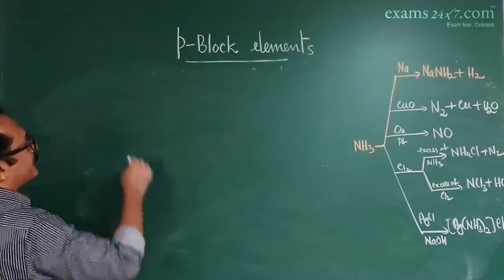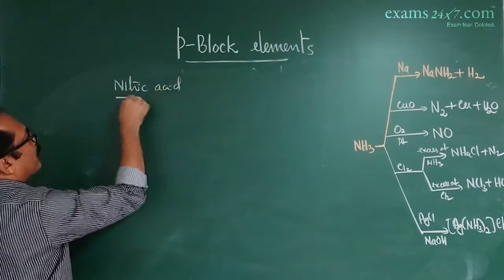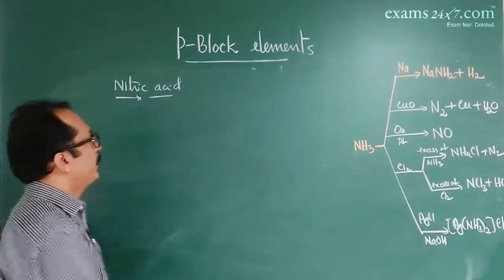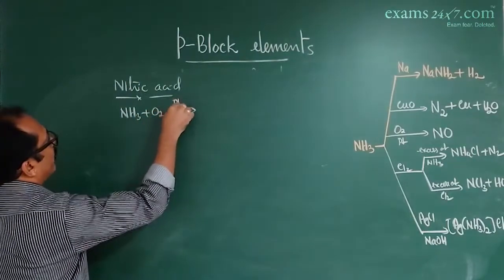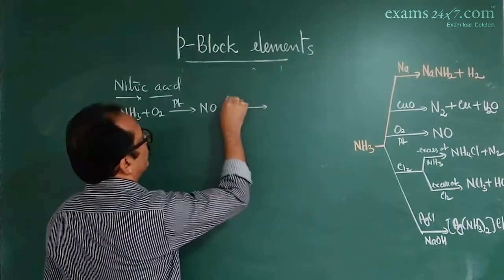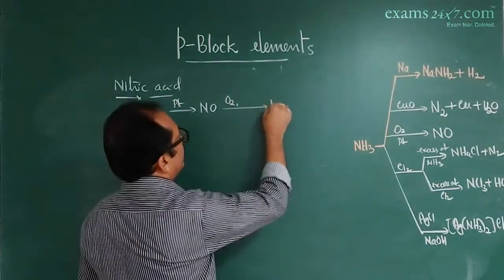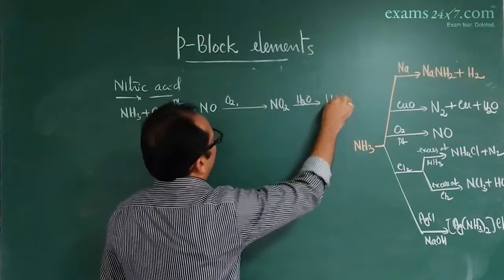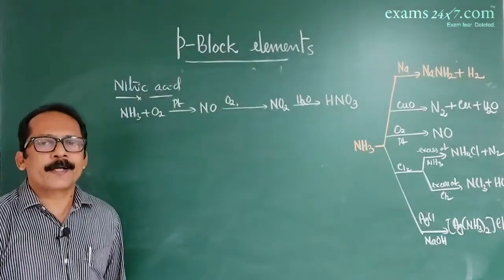Next, about nitric acid. About the manufacture of nitric acid by Ostwald's process using ammonia. When ammonia is subjected to oxidation in presence of platinum, that gives nitric oxide. Then nitric oxide is subjected to oxidation in presence of catalyst, that gives NO2, nitrogen dioxide. Nitrogen dioxide is treated with water, that gives nitric acid. So this is about the manufacture of nitric acid.